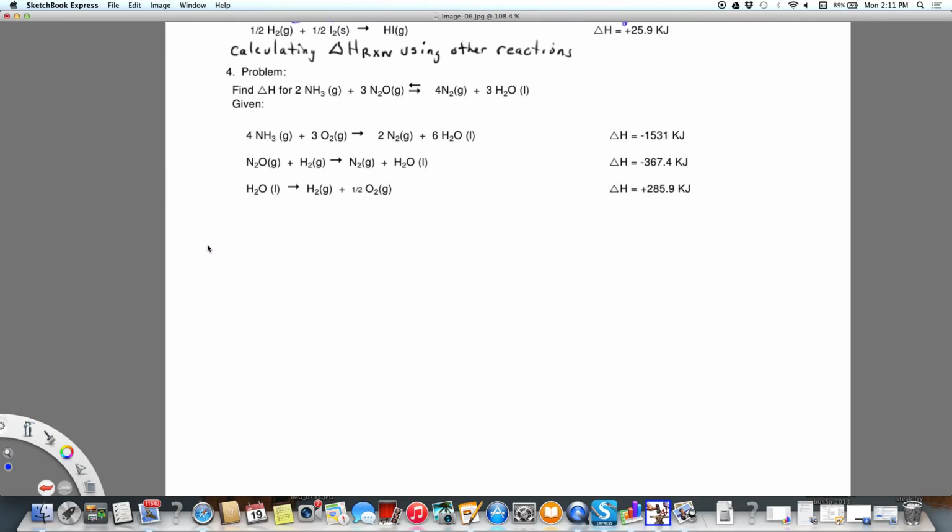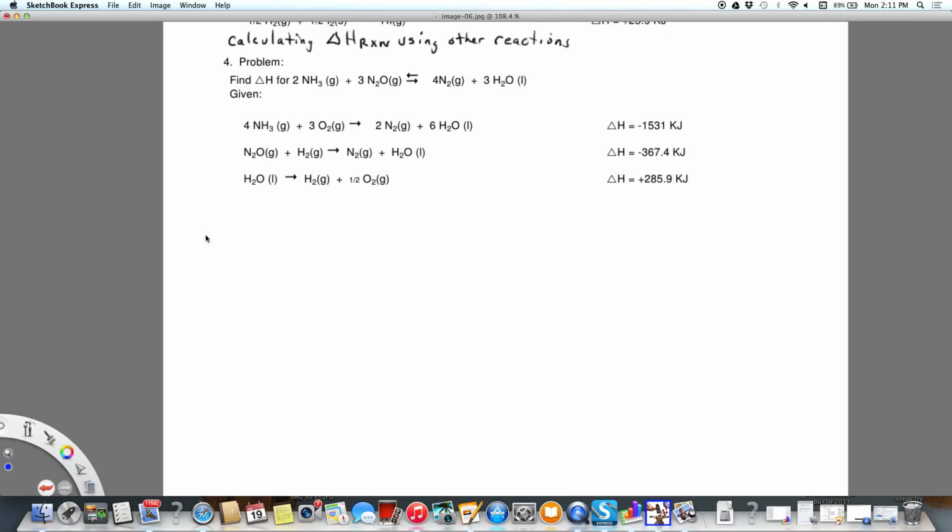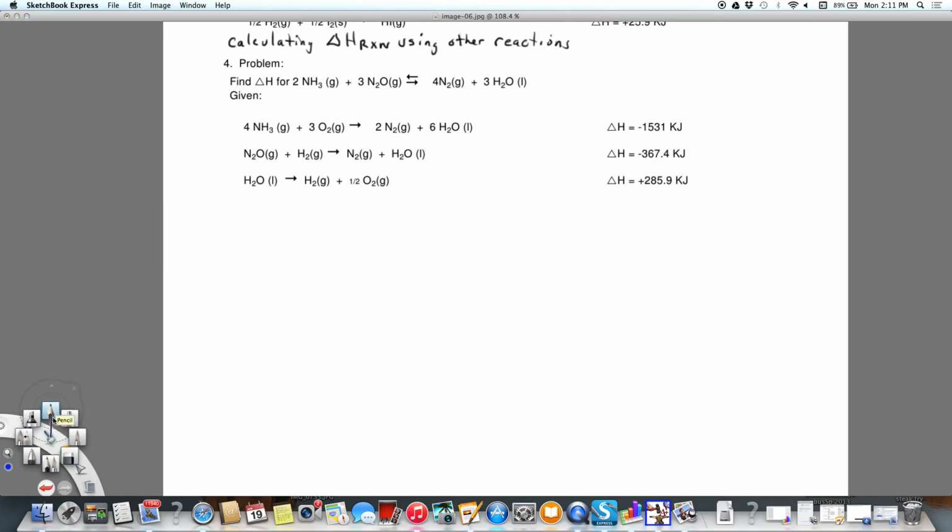Okay, so here's our problem. Let's say we have ammonia plus N2O gives us nitrogen plus water. We don't know the heat for this particular reaction, but we can add these three reactions together and end up with this reaction. We add the resulting heats and we'll get what we need.